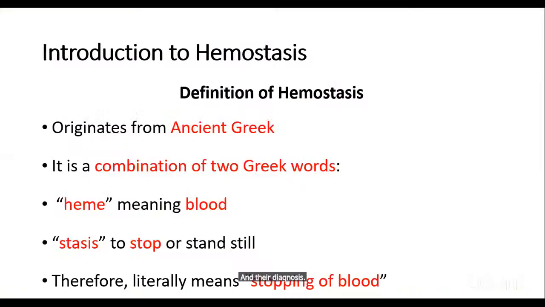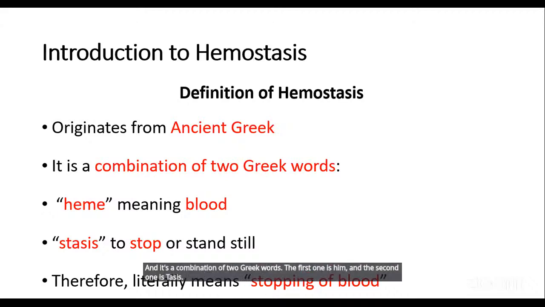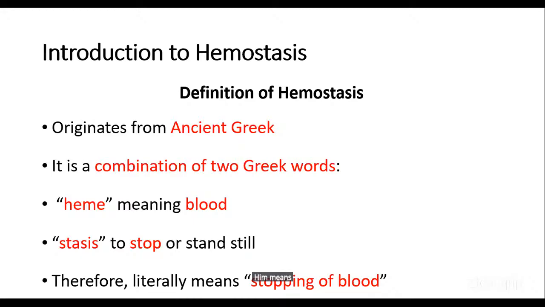So what is hemostasis? This term hemostasis is actually an ancient Greek word, and it's a combination of two Greek words. The first one is hem, and the second one is stasis. Hem means blood, and stasis means to stop or stand still. So hemostasis therefore means, in layman's language, stopping of blood.